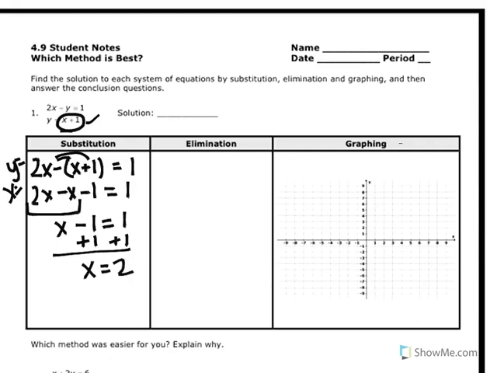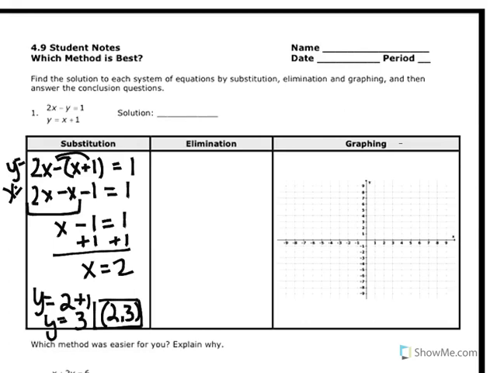Now once I know that x equals 2, let's plug that back in. I'm going to use the second equation. So we have y equals, instead of x plus 1, we're going to do 2 plus 1, and y equals 3. So according to this method, our solution is 2, 3. Now let's try it using elimination.